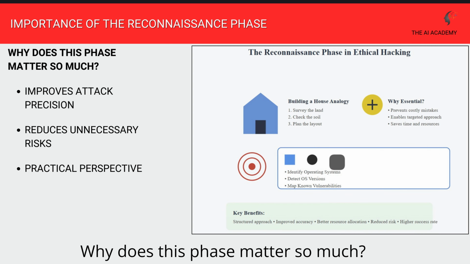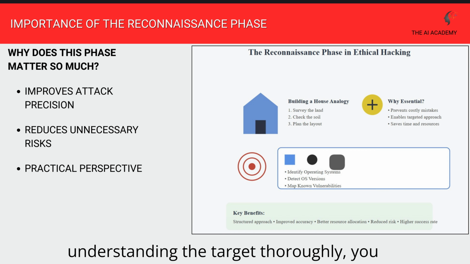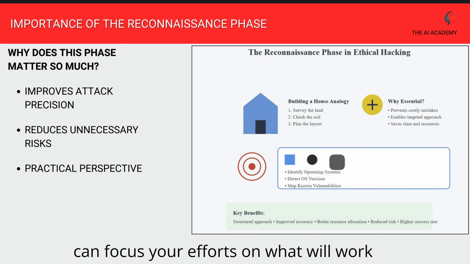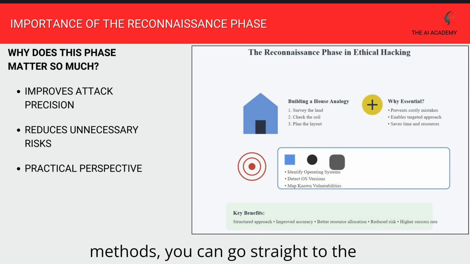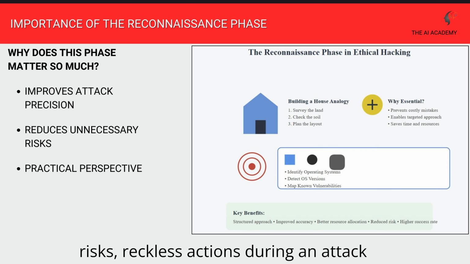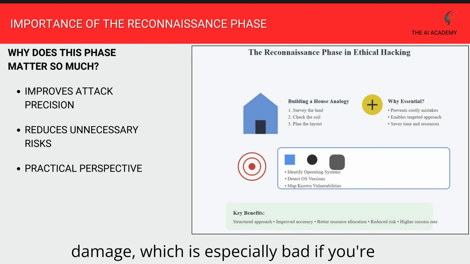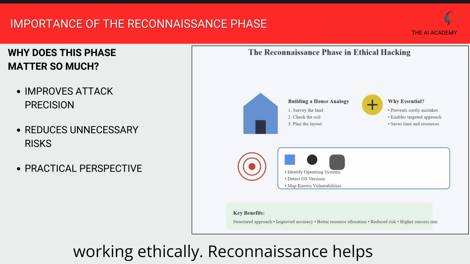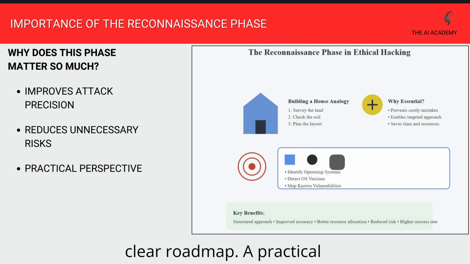Why does this phase matter so much? Improves attack precision. By understanding the target thoroughly, you can focus your efforts on what will work best. Instead of trying random methods, you can go straight to the techniques that are most likely to succeed. Reduces unnecessary risks. Reckless actions during an attack can trip alarms or cause unintended damage, which is especially bad if you're working ethically. Reconnaissance helps you avoid these pitfalls by giving you a clear roadmap.